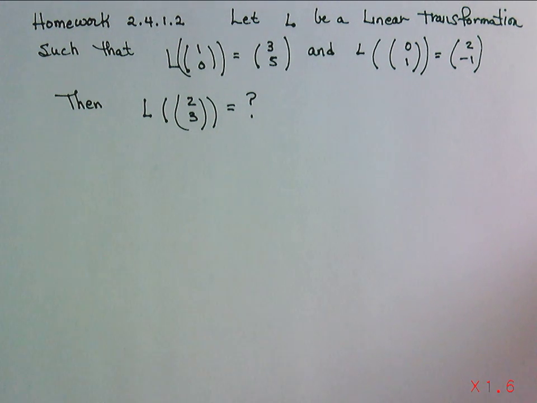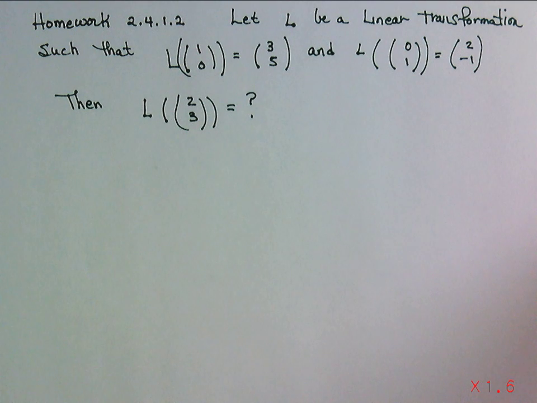In this problem, you know L is a linear transformation. You know that L of (1, 0) is the vector (3, 5), and L of (0, 1) is the vector (2, -1). You want to find L of (2, 3). This is not a proof, but I thought it would be nice to go through the strategy with you.